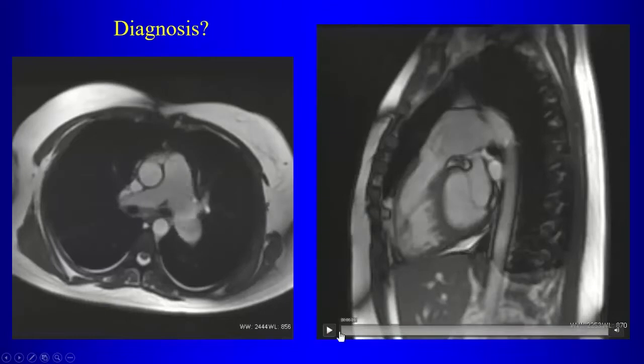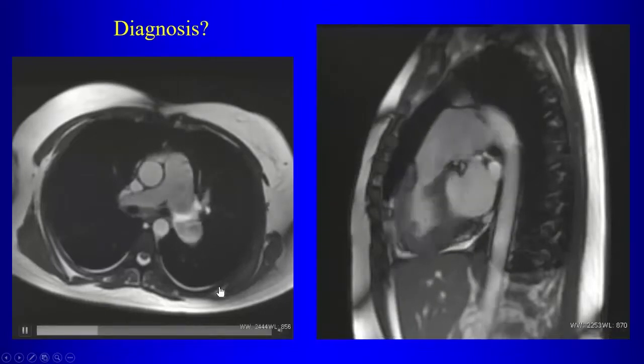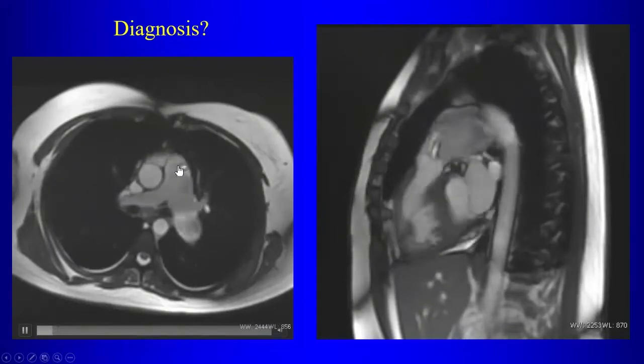Also, we can see some pretty significant prolapse of the mitral valve, although we don't see much in the way of mitral regurgitation in this patient. So this is an example of mitral valve stenosis.